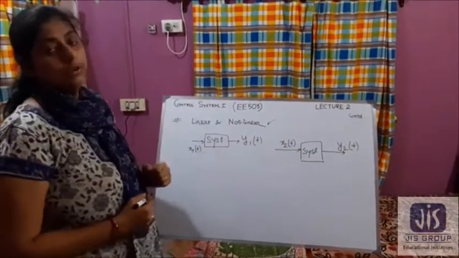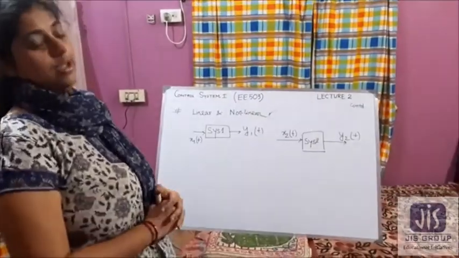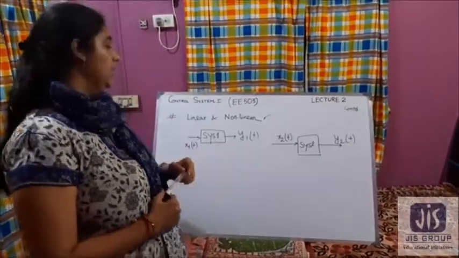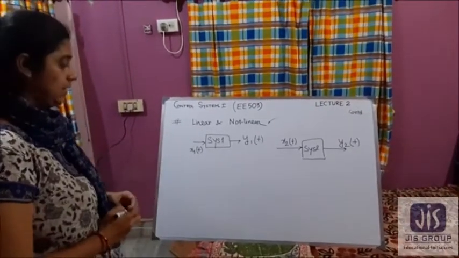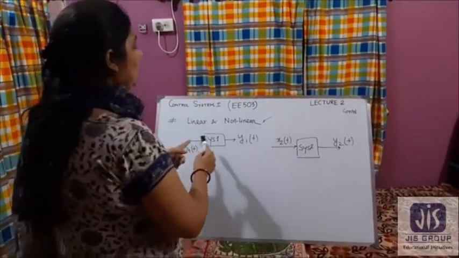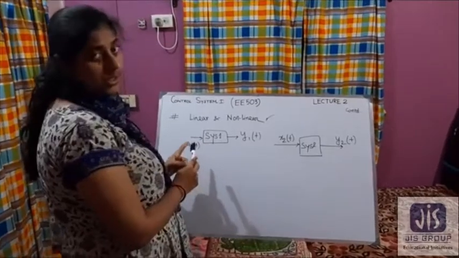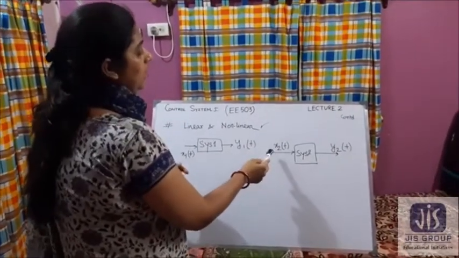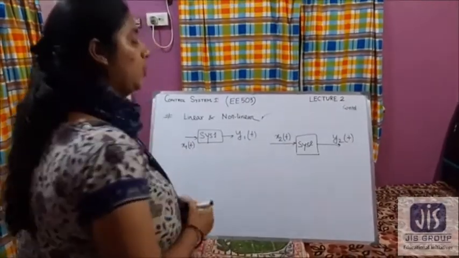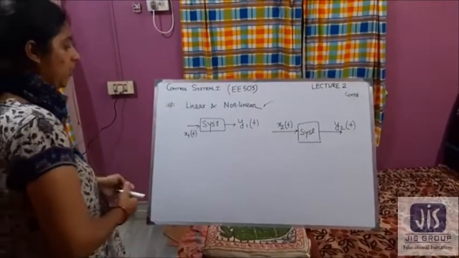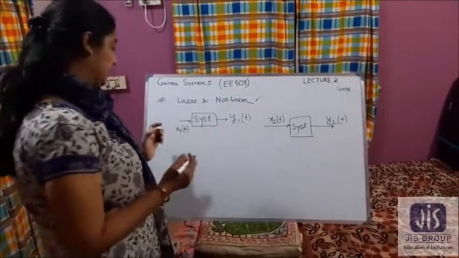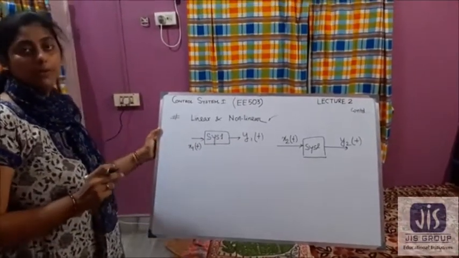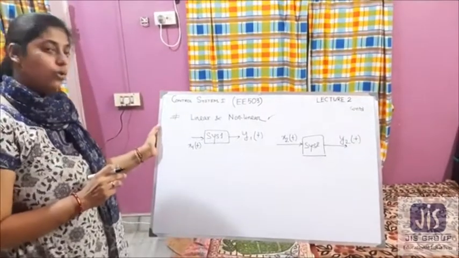So for the linear and non-linear system, if a system obeys the superposition principle, then it is said to be a linear system. Here we are considering two systems. For system 1, the input is x1 and output is y1, and for system 2, the input is x2 and the output is y2. Now what is the superposition principle? The superposition principle is the combination of the law of additivity and the law of homogeneity.